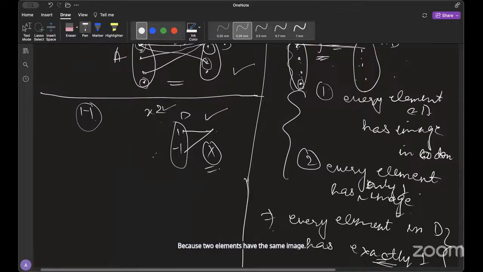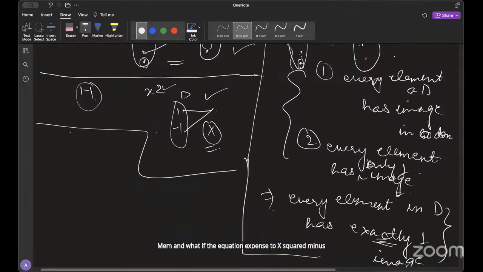Ma'am, and what if the equation expands to x square minus 2? Just for example, how will we find the domain out of it?